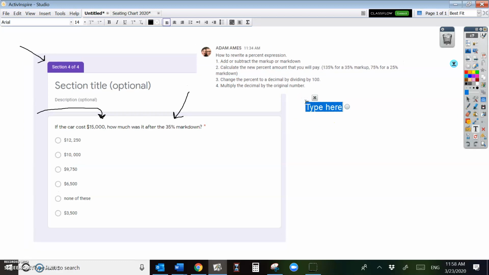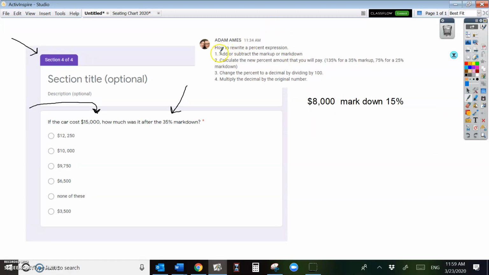So say there's a car for $8,000 and the markdown is going to be, we'll say, 15% markdown. So step 1, you can change the markup or markdown. So you know that 100% of that car is the $8,000, but we're cutting off 15%. So this whole thing, remember, is 100%, so this part here has to be 85%.